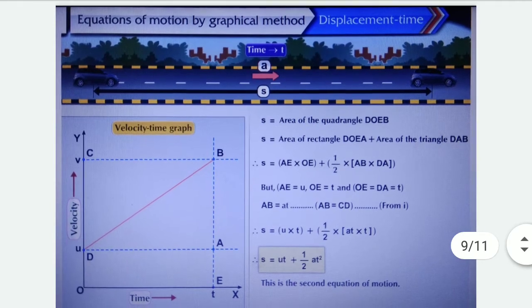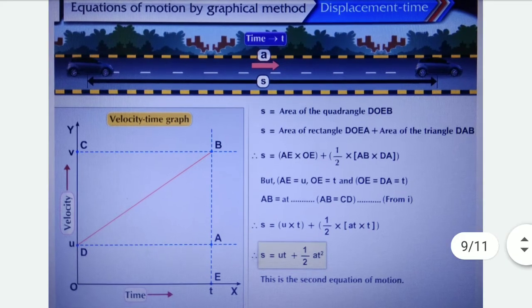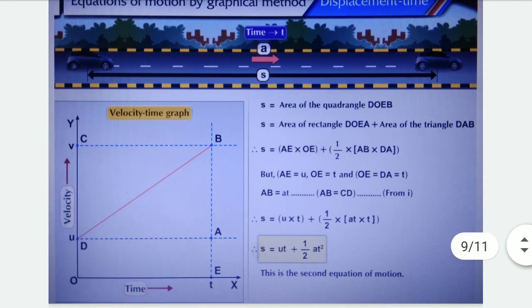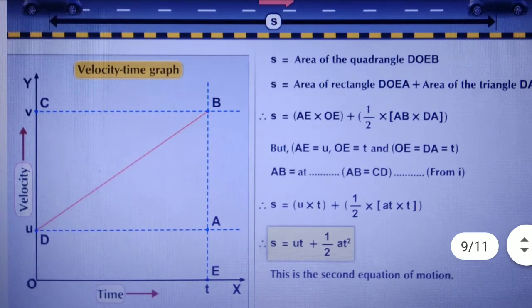Equation of motion by graphical method, displacement time graph. Let us see the equation describing the relation between displacement and time. Again, this is related with velocity time graph and same figure. Observe the figure. Let us suppose that an object is in uniform acceleration A and it has covered the distance s within time t. From the graph, the distance covered by the object during time t is given by the area of quadrangle DOEB.